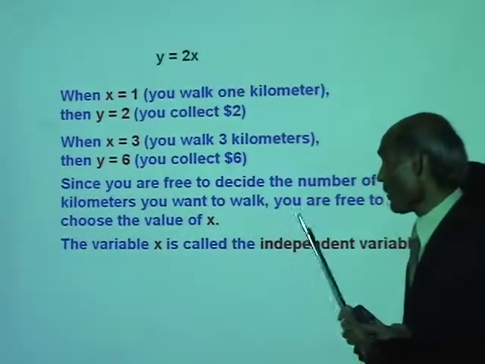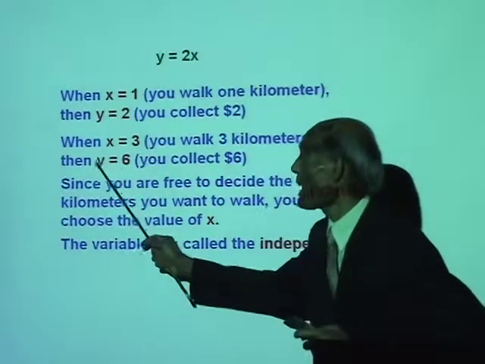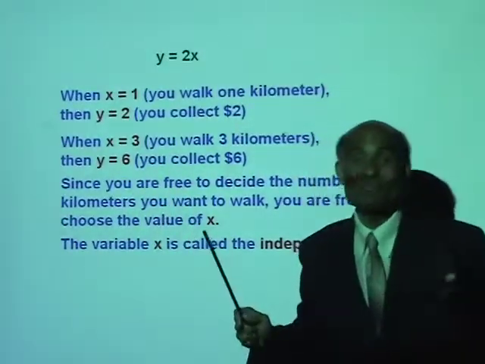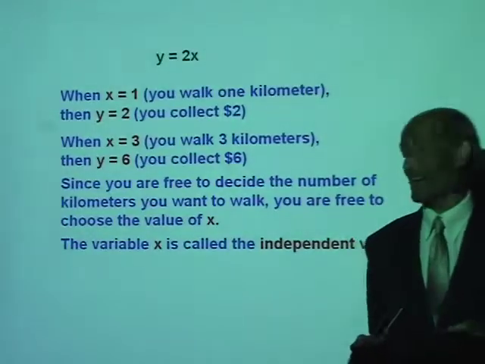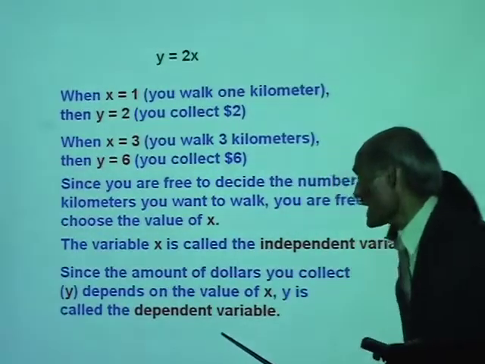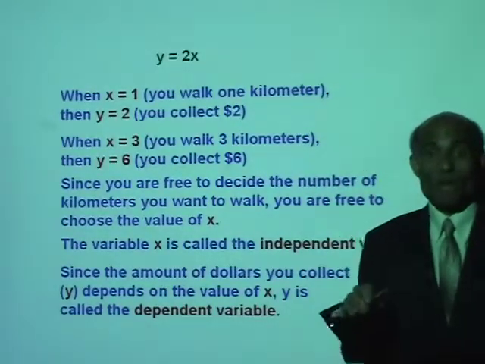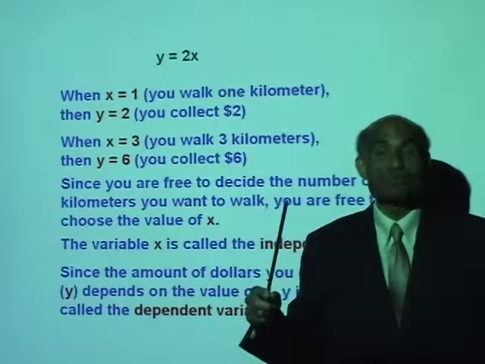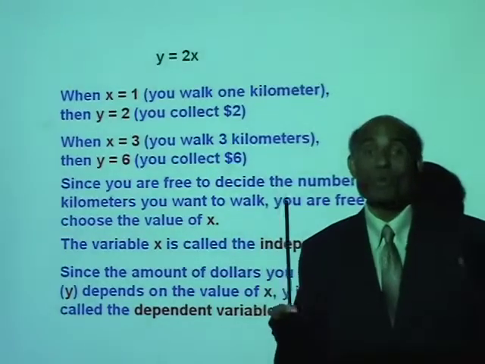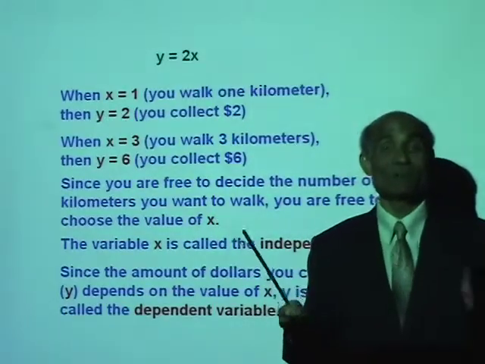Now, remember, whatever value of x you choose, the value of y will depend on the value of x. And therefore, you can call the value of y the dependent variable. Whenever you write a relation between two variables, there is always an independent variable and a dependent variable.